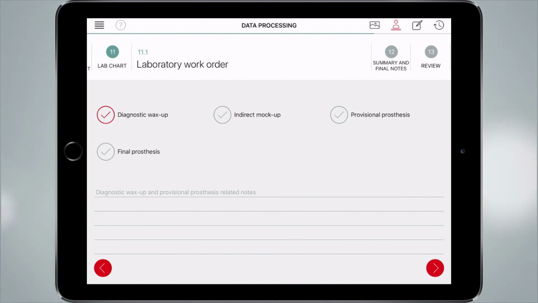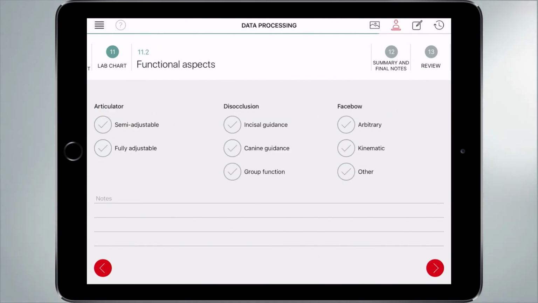So we can ask for WhatsApp, you can ask for a mock-up, for provisionals, or also for a final prosthesis. It's up to you. You can write some notes, and then you go from 11.1 to 11.2, in which we look at the functional aspects. We will work on the semi-adjustable articulator. We want to have some kind of incisal guidance and canine guidance to exclude the posterior teeth on the excursive movements. We want to use the face bow, the arbitrary one.